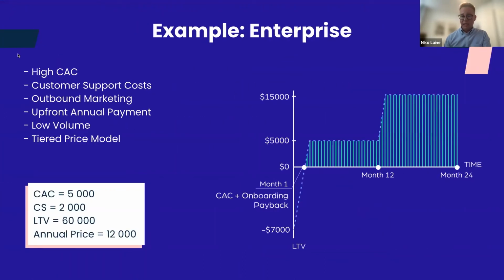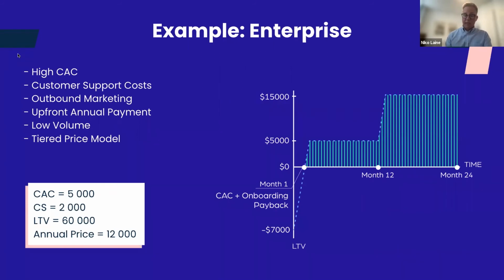This is another example of a healthy model with healthy numbers. Here you have quite a high CAC because your sales cycle is quite long. You might have some sales engineers participating in convincing the customer to buy, and when the customer signs up, there are high customer support costs. Usually the process is quite long. You acquire your customers with outbound marketing. The customer pays annually, usually a very low volume of deals. You might have just a handful or a couple of dozen customers. And often you have a tiered pricing model, based on usage or some other way.